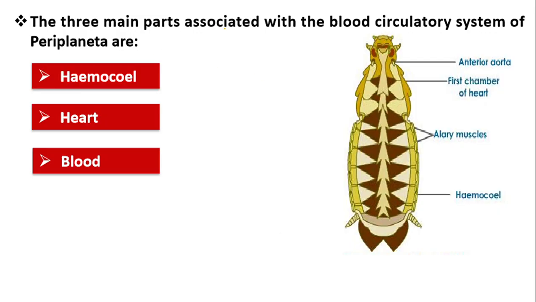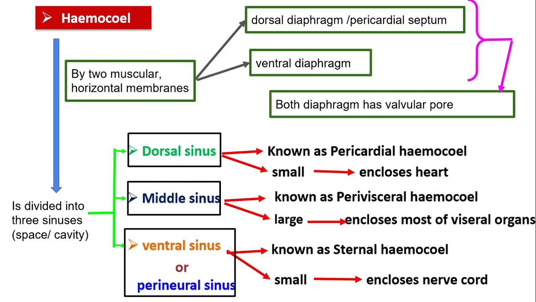Now three components are associated with the circulatory system. One is hemocoel, second one is heart, and the third one is blood. Hemocoel is nothing but your body cavity. Heart we will discuss about it. Blood means we are talking about the hemolymph, right? Now, let's start with the hemocoel. Just now I told you hemocoel is nothing but the body cavity. Body cavity in which what is present? Your hemolymph is present. Now, suppose this is the body of the cockroach, so inside the body you have space. That space we call body cavity or the hemocoel.